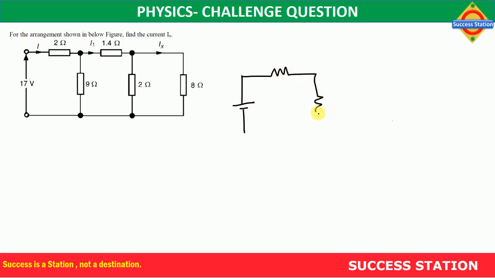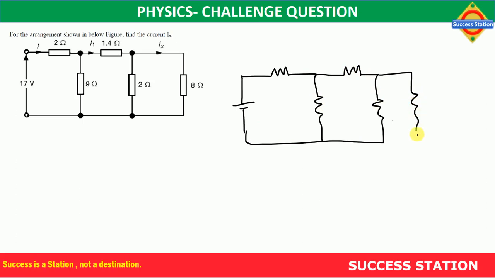2 ohm, 9 ohm, 4 ohm, 2 ohm, and another 8 ohm. So 8, 2, 9, 1.4, and this is 2, and this is V, which is given as 17, right? It is given 17, right?